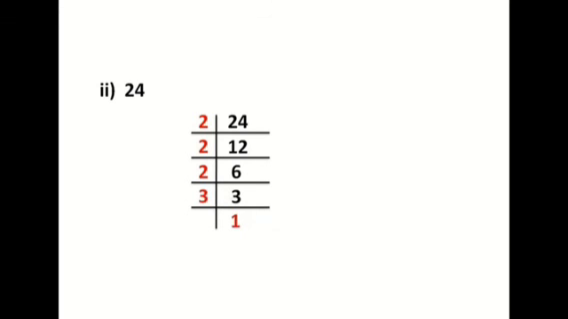I hope now you are very clear with this method. So here you can see the prime factors. So 2, 2, 2 and 3. So write down finally, 24 equals 2 into 2 into 2 into 3. So 2 2s are 4, 4 2s are 8, 8 3s are 24.